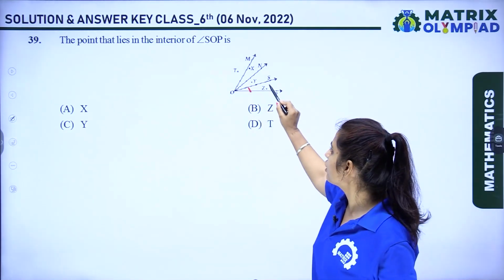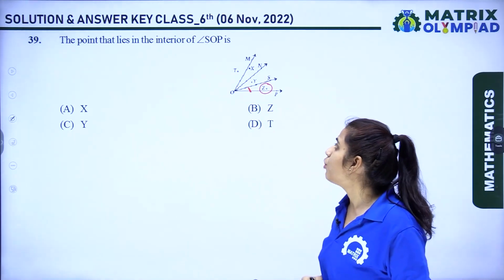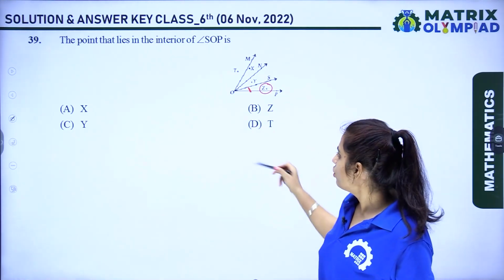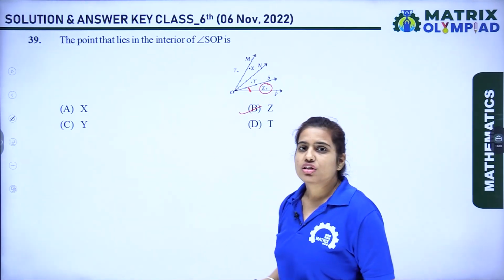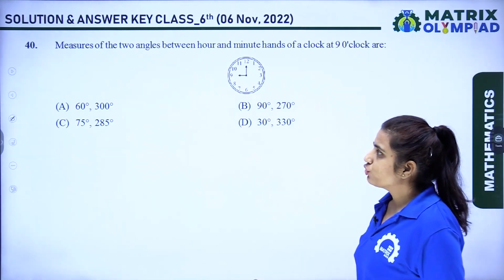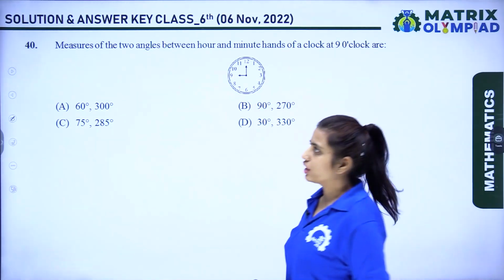So, here the interior point is only point Z. So, option B is the correct answer. Let's move on to the next question, that is question number 40.